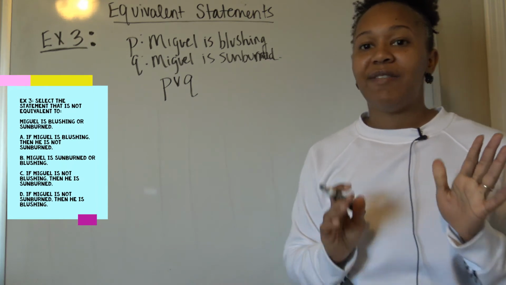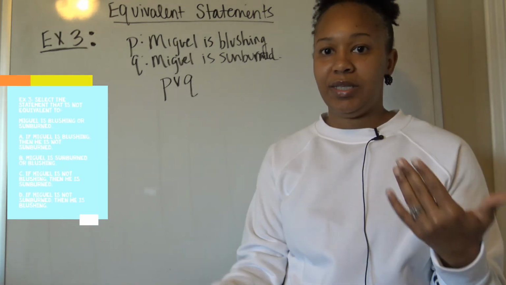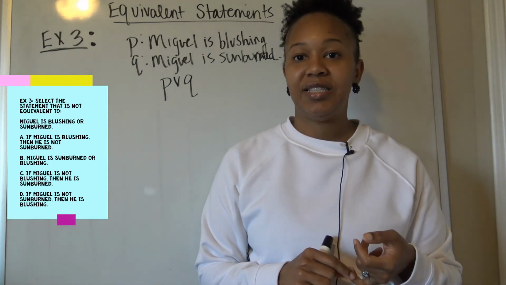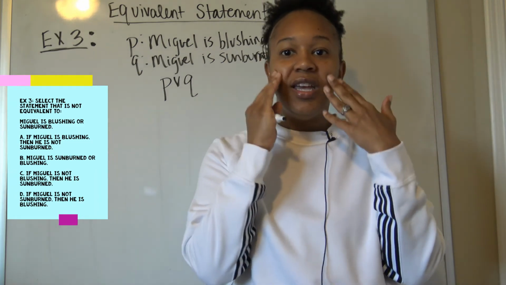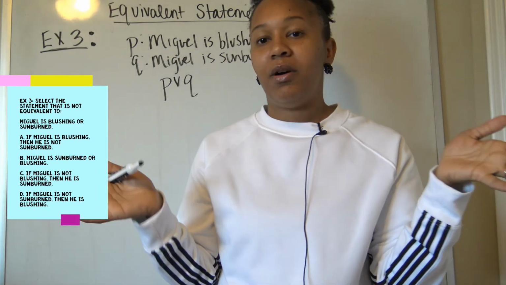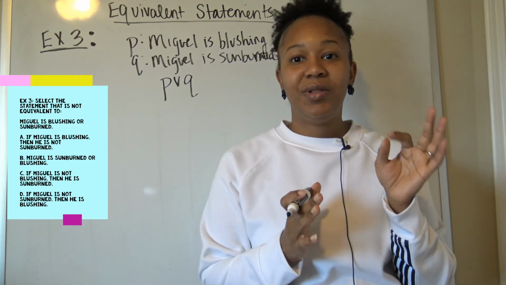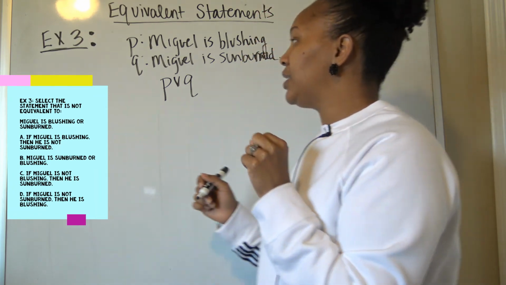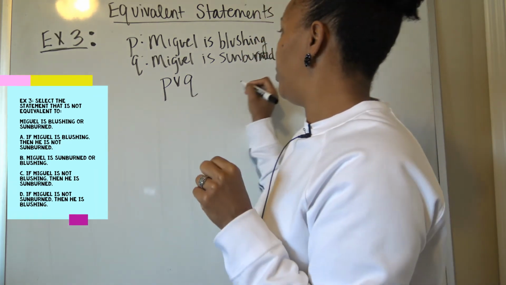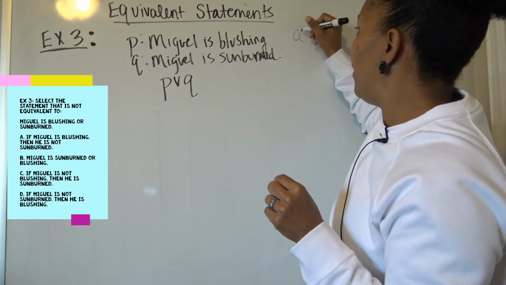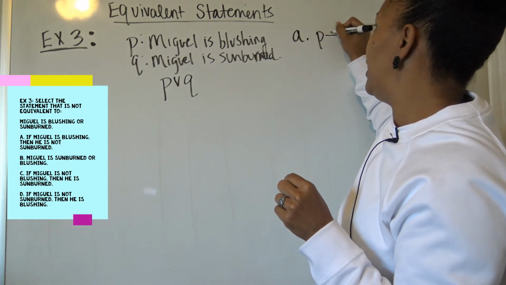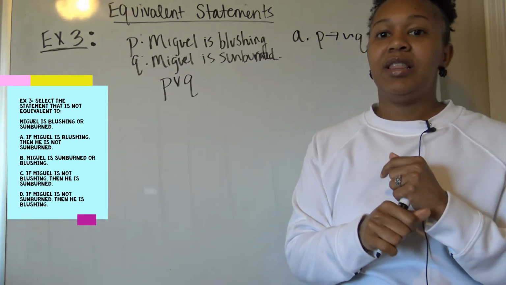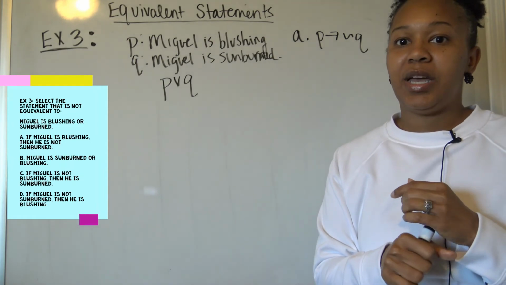All right, so now we just have to take the statements and translate them into symbols. So the first statement is, if Miguel is blushing, then he is not sunburned. So it sounds like Miguel's cheeks must be red, and we're trying to figure out, is he blushing or is he sunburned? Okay, so if Miguel is blushing, then he is not sunburned. So if I translate that into symbols, then my first statement would be, I'm gonna just write it over here. My first statement would be if P, then not Q, because if Miguel is blushing, then he is not sunburned. It's the same in symbols as P implies not Q.